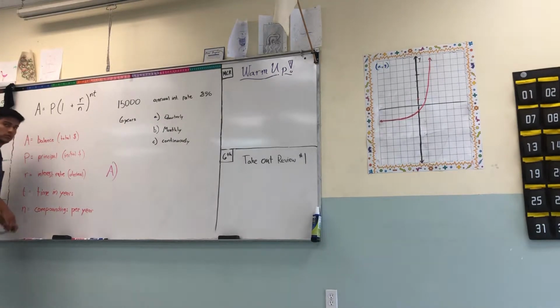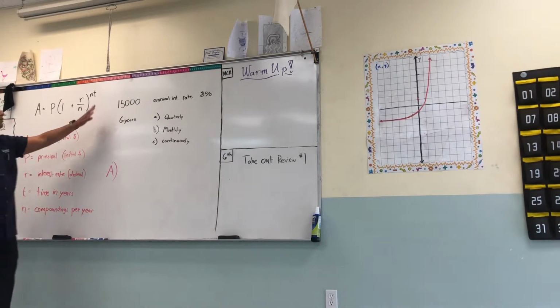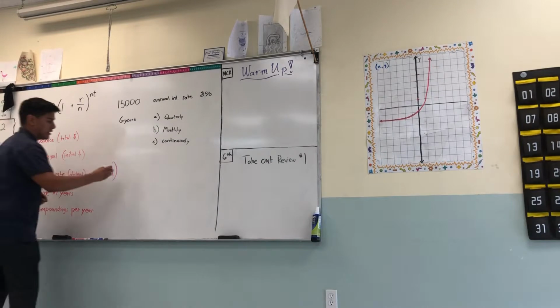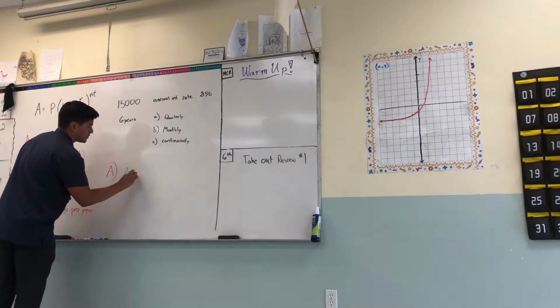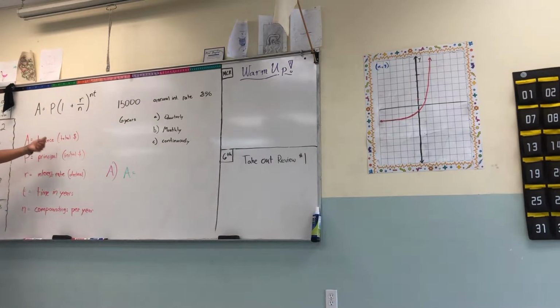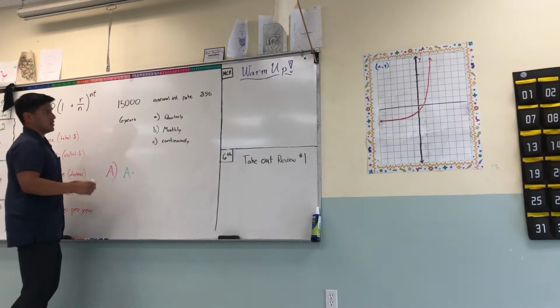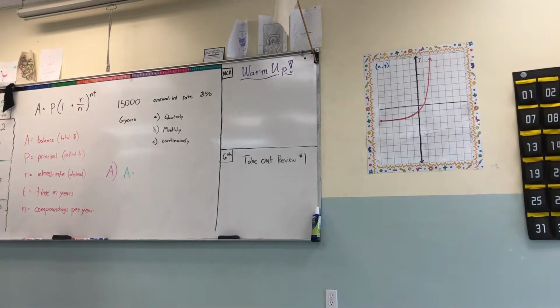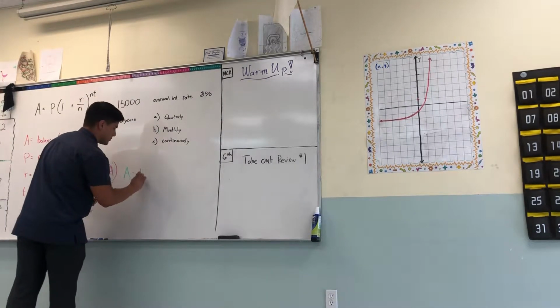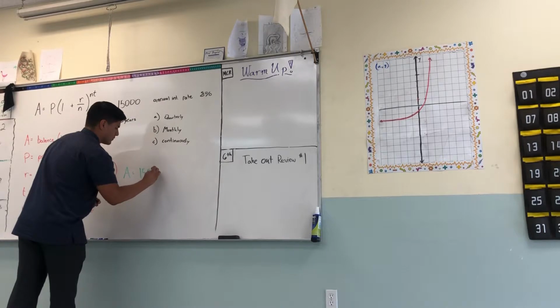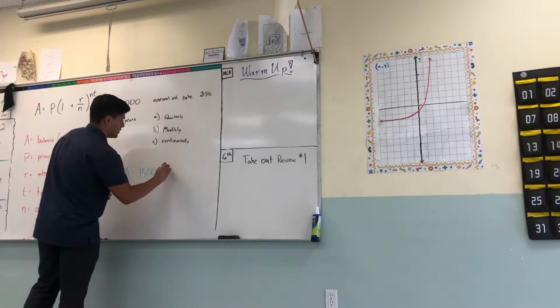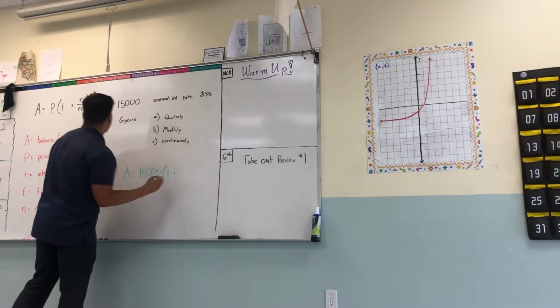All right, so how do we put this information, starting with A, into a formula? You just plug in what you know. A is going to be your answer. That's the total balance that you want to know. You want to know how much it has. P, what's P? 15,000, right? Good. So 15,000, and then you have 1 plus.